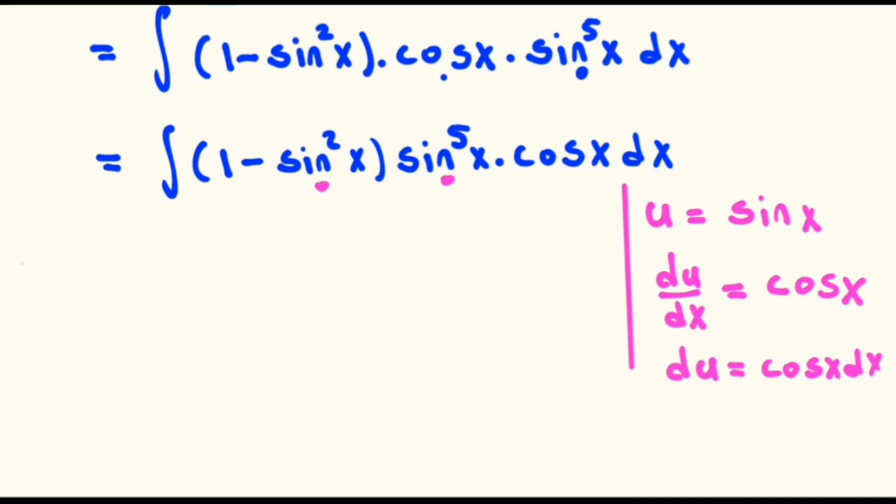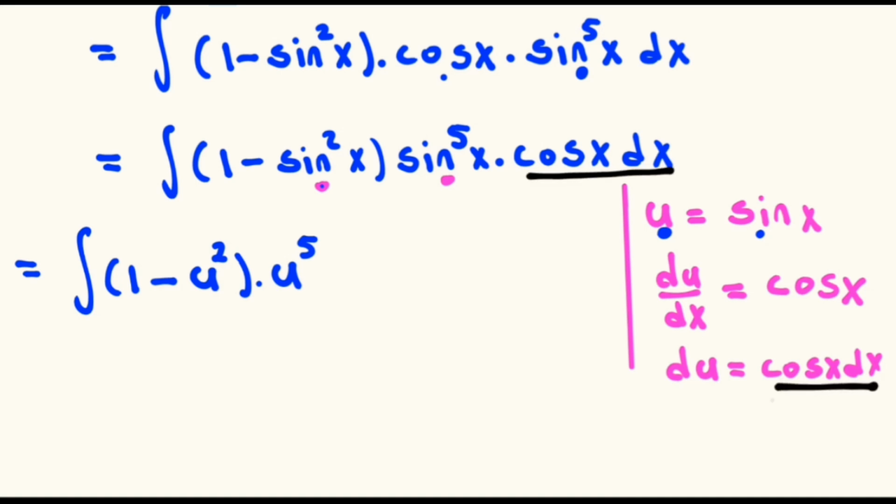So we have the integral of 1 minus, in the place of the sine, we substitute the u, but the sine is raised to the power 2, so even the u will be raised to the power 2, but in the place of the sine we substitute the u, but the sine is raised to the power 5, so even the u will be raised to the power 5. So cos x dx is equal to the du, so in the place of that cos x dx we'll substitute the du. From here we have the integral.